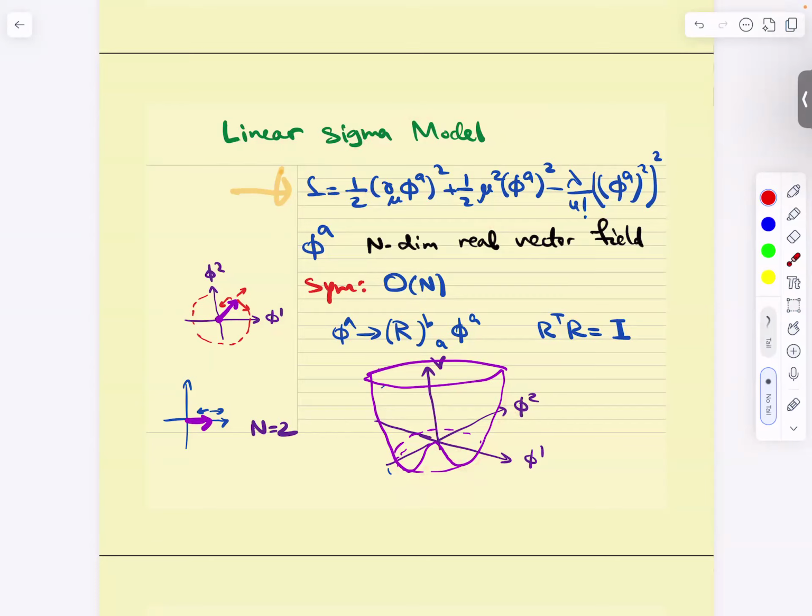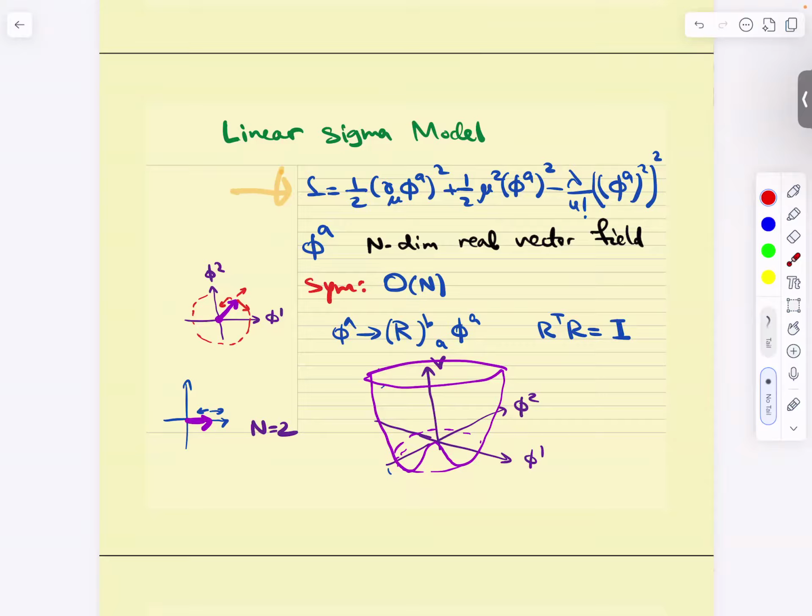So, sorry, my bad. This is, say, O(N) with N equal to 2, so you have phi 1 and phi 2. These are the rotations. Now, I can tune, by picking this term to be negative compared to the other one, I get a Mexican hat potential. Good. Now, what are the vacua of this? What are the extrema of this potential? There is a point in the middle, phi equals 0, which is unstable, and then there is a circle worth of them. So there's a continuum of vacua.